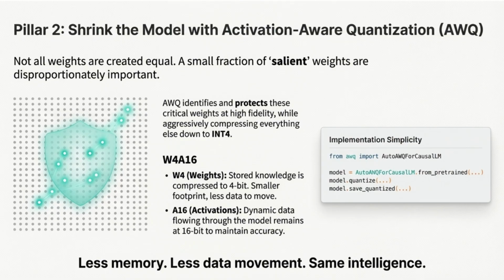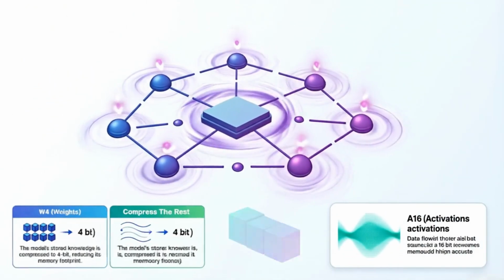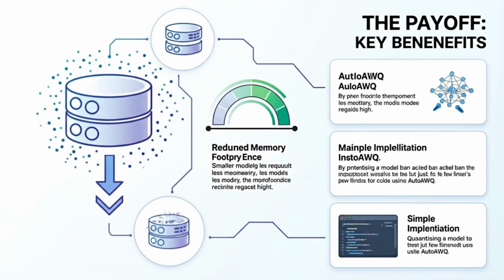Here's what the researchers found. Not all weights are equal. About 1% of weights are critical. These connect to high activation neurons. They carry most of the model's intelligence. The other 99%, less sensitive. So AWQ does this. It identifies that critical 1% by watching activation patterns, protects those, compresses everything else to 4-bit.